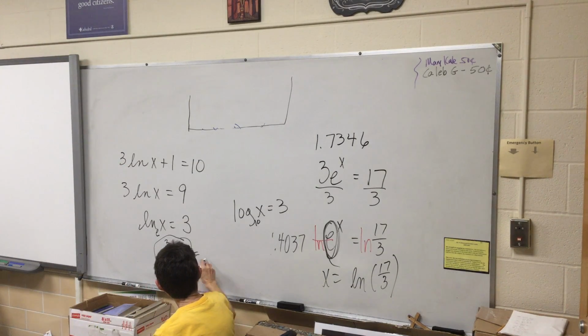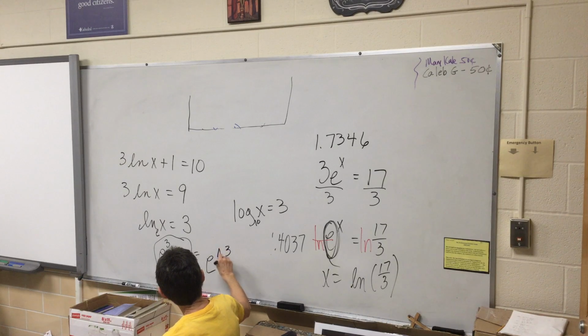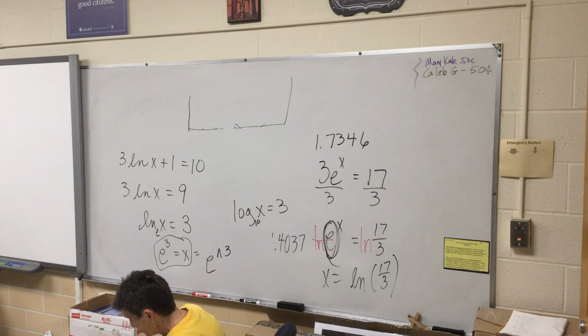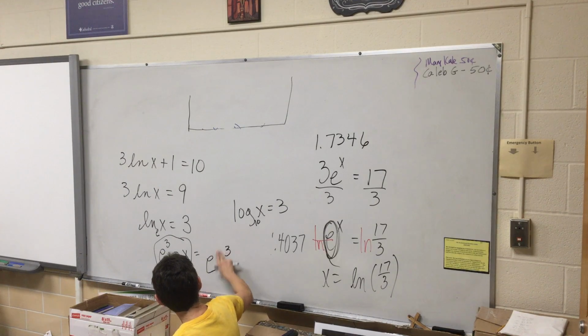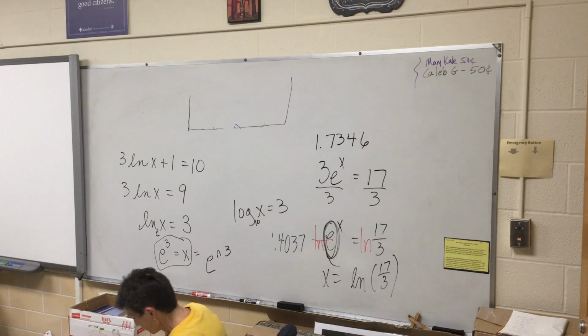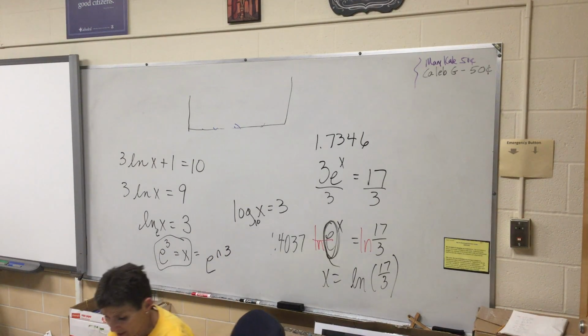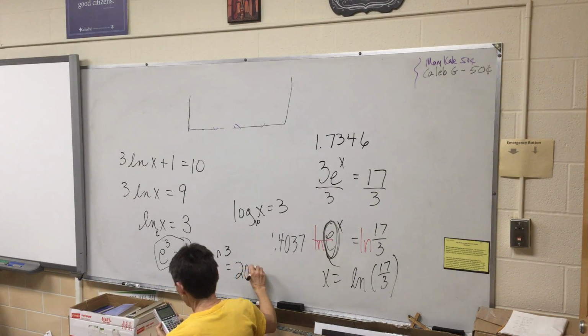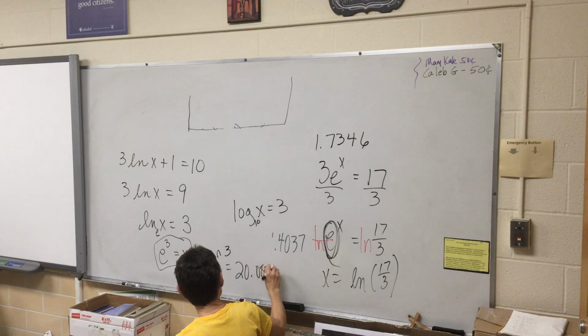I want to raise it to the 3rd power, so I use that little button to raise. Oh, I don't need to use that button because it's already there. So I'm going to second ln, and it asks what power do you want, and I need the third. So I'll just type 3, and the answer is 20.0855.